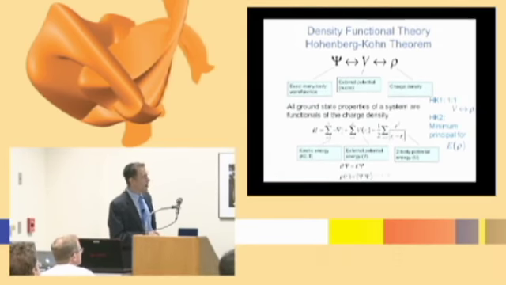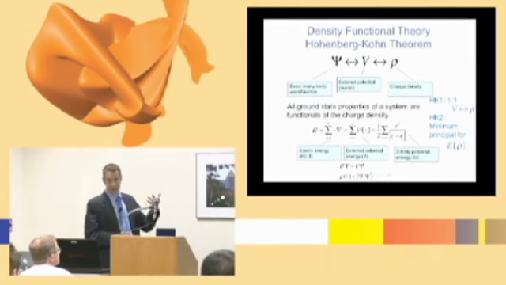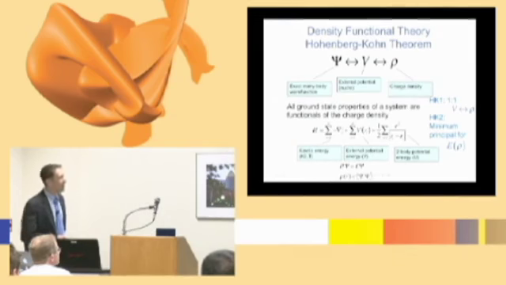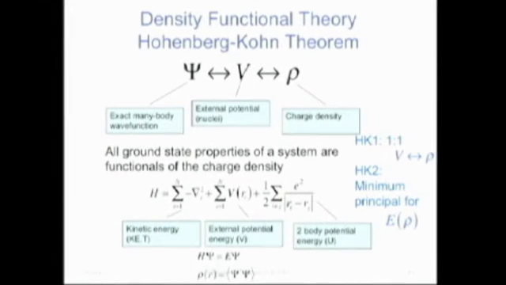Okay, the fundamental place we start with DFT is with the Hohenberg-Kohn theorem, which is an exact theorem, a mathematical theorem. I was going to go through it, but I'm not going to, since it takes too much time. It's very straightforward. It basically proves that there's a one-to-one correspondence between the exact many-body wave function, whatever it is, I'm not saying single determinant or anything.